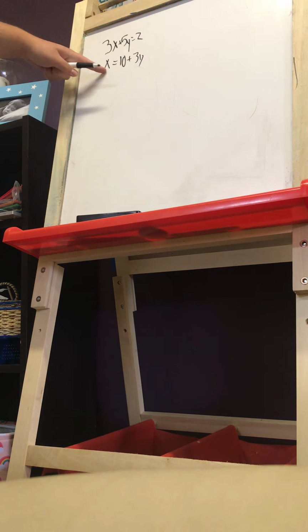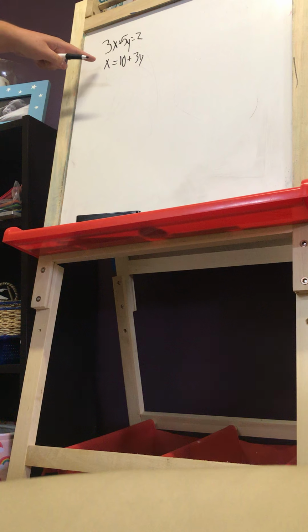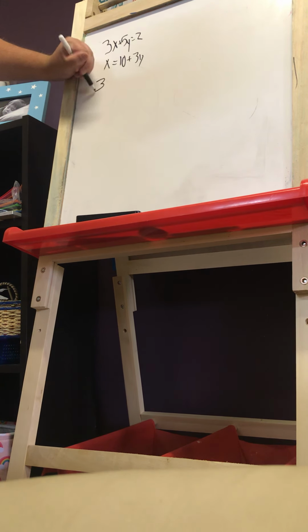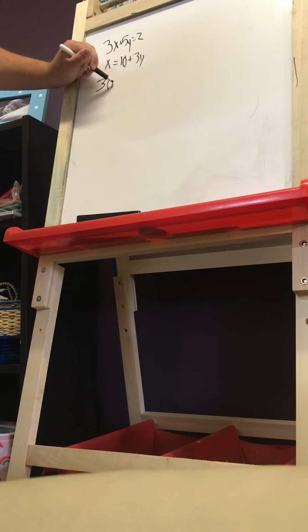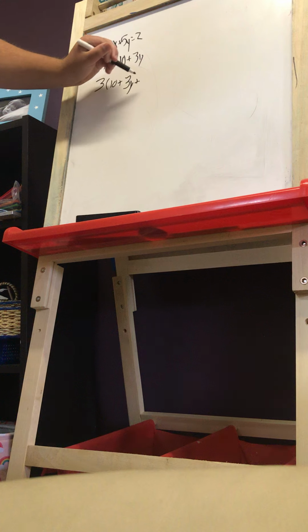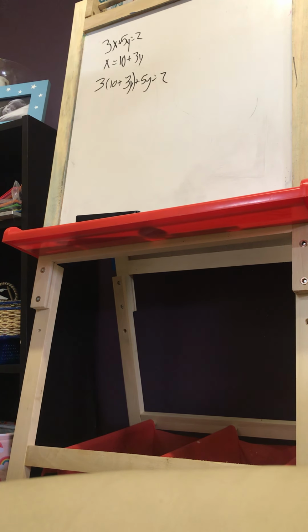Now since we know that x is equal to 10 plus 3y, and there's an x in this equation, we can substitute equation 2 into equation 1 by doing 3 times (10 plus 3y) plus 5y equals 2. So we're going to do that here. Don't forget your other bracket, like I almost did.